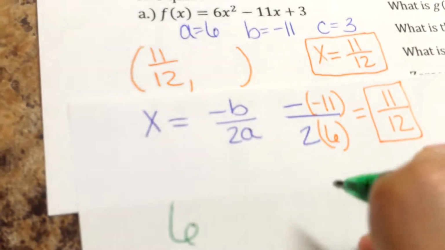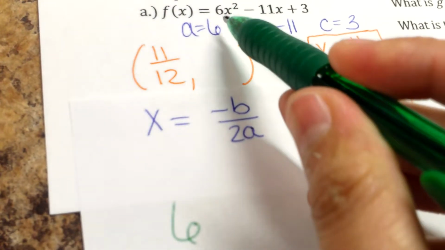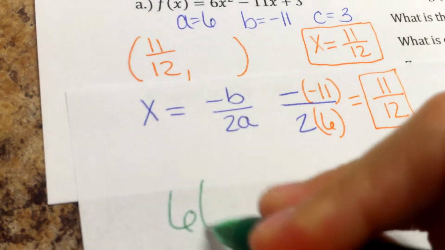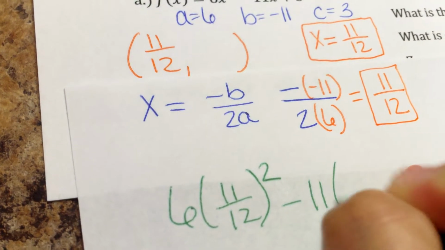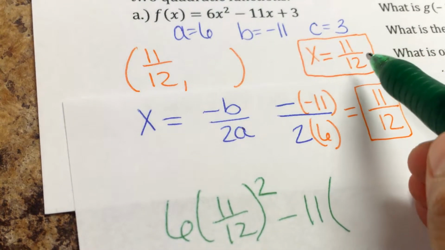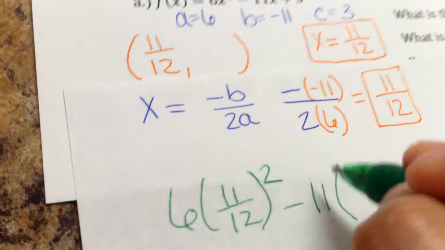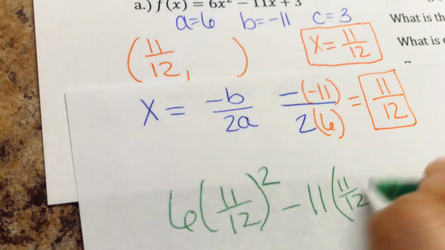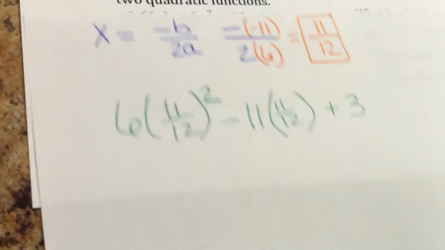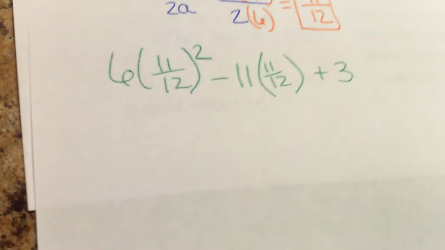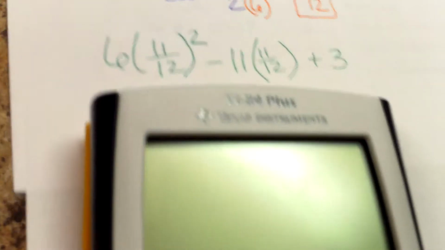So it's 6 x squared. So we're plugging in 11 over 12 squared minus 11. My x is 11 over 12 plus 3. So we're going to put this in the calculator and see what it gives us.